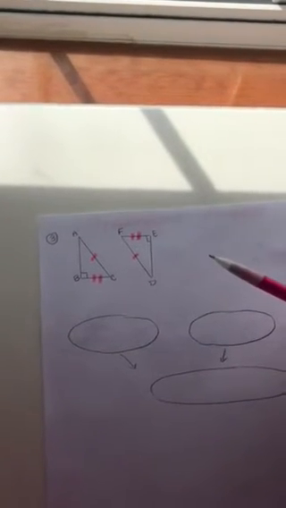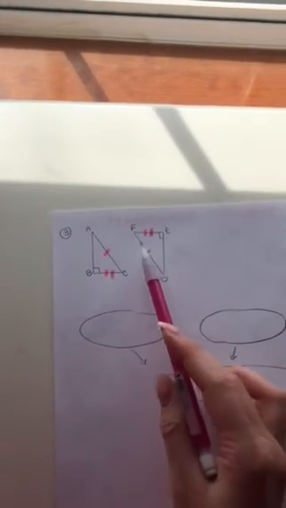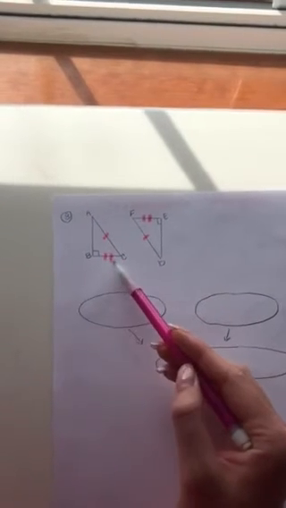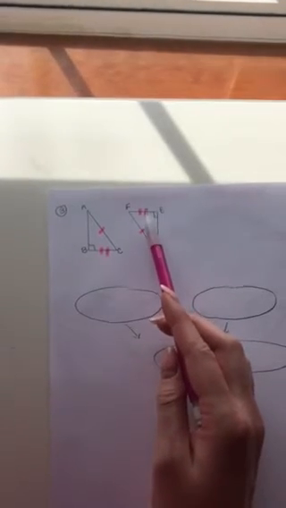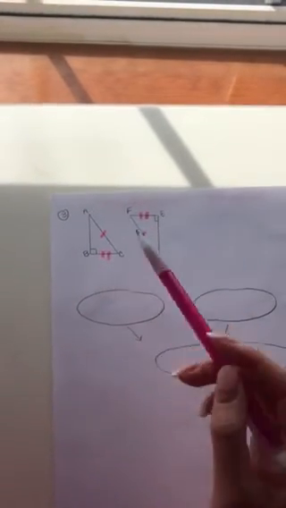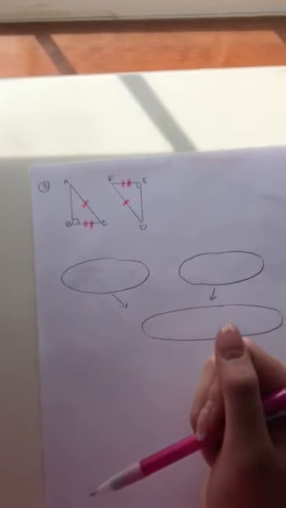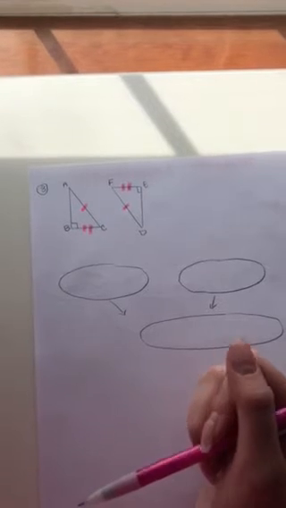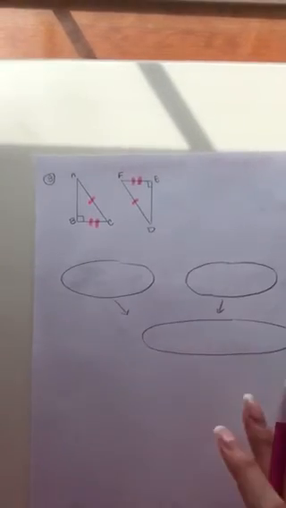Now, in order to use the HL theorem, we also need to know that we have a pair of legs that are congruent. So in this diagram, we're given that one of the legs, BC, is congruent to a leg on the other triangle, FE, and we know that because they both have double tick marks. So it looks like we can use the hypotenuse leg theorem here because we have right triangles. Remember, we can only use hypotenuse leg if we have right triangles. And we're given that the hypotenuses are congruent and that we have a pair of congruent legs. So I'm going to go ahead and write that out.